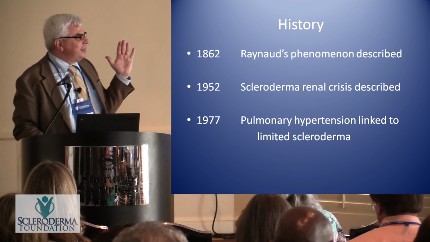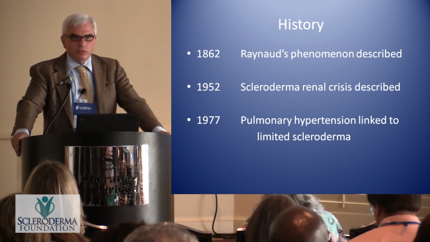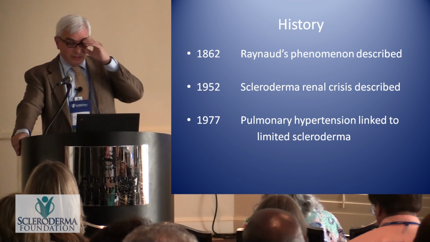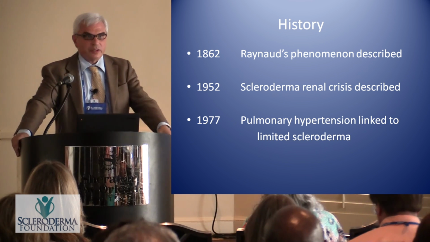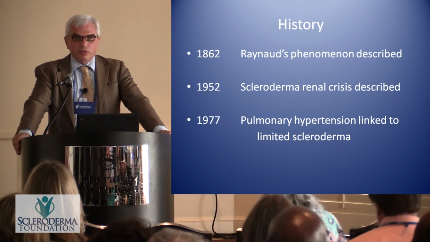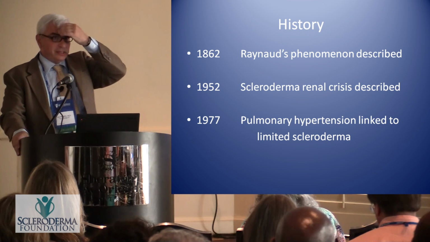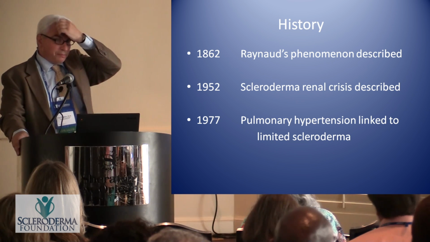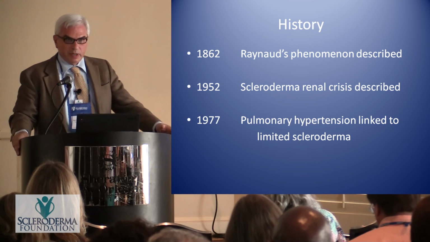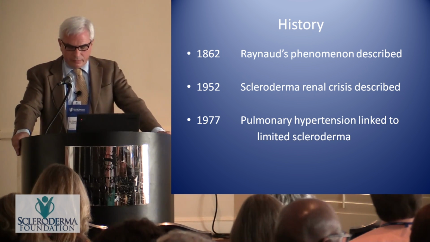So the fact that renal crisis was described, well, that was a starting point. But what occurred subsequently was that largely through Dr. Steen, the risk factors for scleroderma renal crisis were identified. Through the combined work of Dr. Rodnan and others, treatments for scleroderma renal crisis, the ACE inhibitors, were developed. We had an effective treatment based on understanding of the pathology.